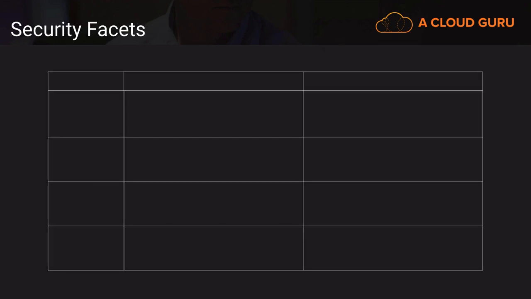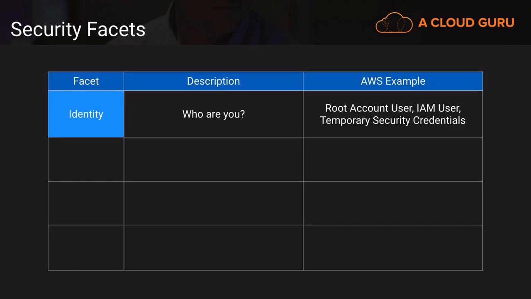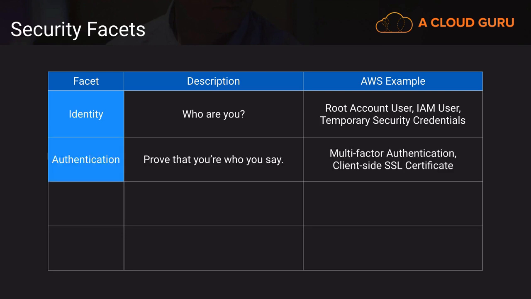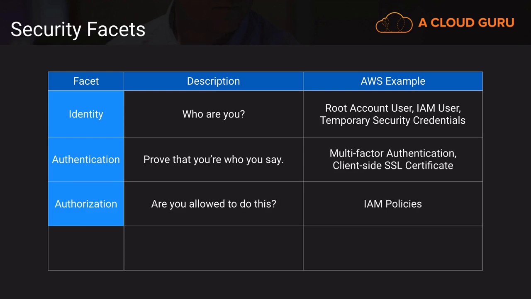Now, there are a few security facets that you should be aware of. First, we have the concept of identity, and that's really just who you are. Examples of this are root account users or IAM users. Then we have authentication. Can you prove that you're who you say you are? Examples of this are multi-factor authentication or maybe a client-side SSL certificate. Then we have authorization. Are you allowed to do this thing? And in AWS, that's implemented in things like IAM policies.